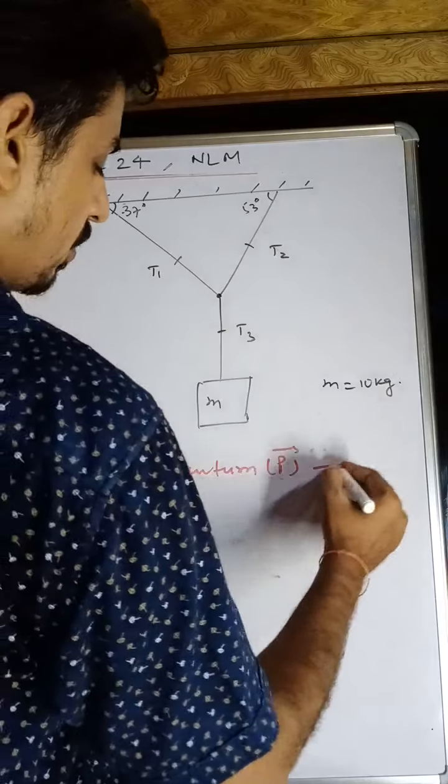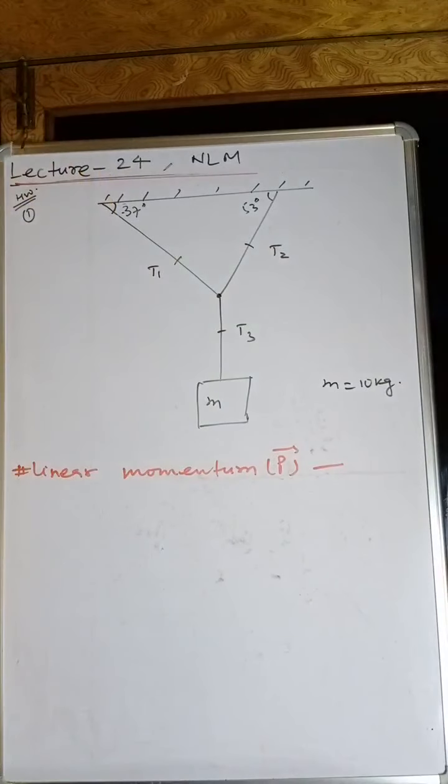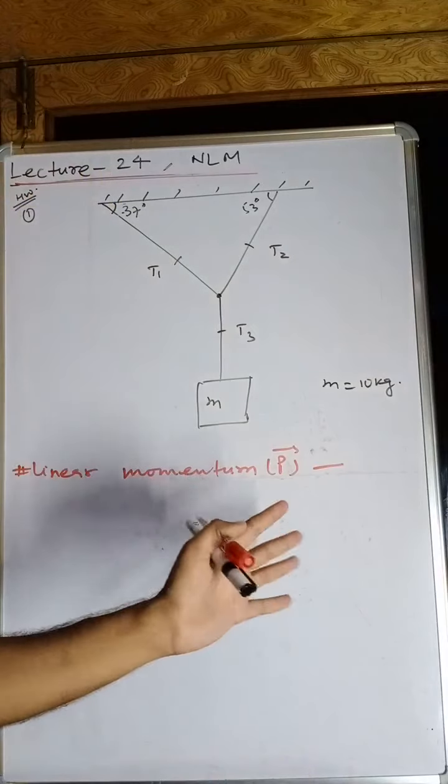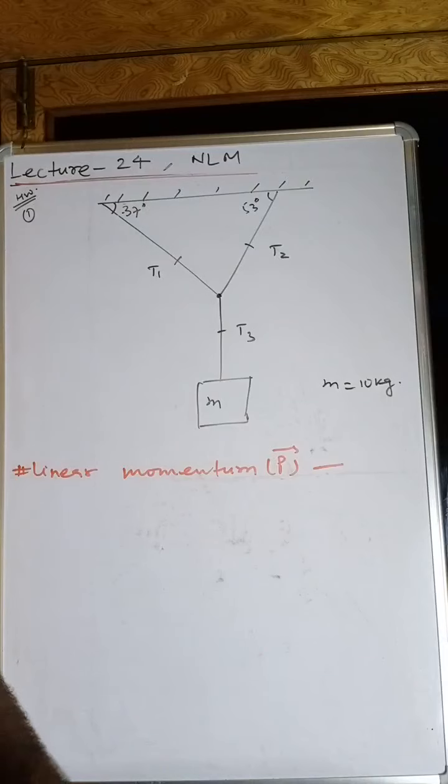We represent it with the symbol P. You have been studying, my dear students, in standard 9. What is the linear momentum? As it is mathematical, it can be explained with the product of mass and velocity.